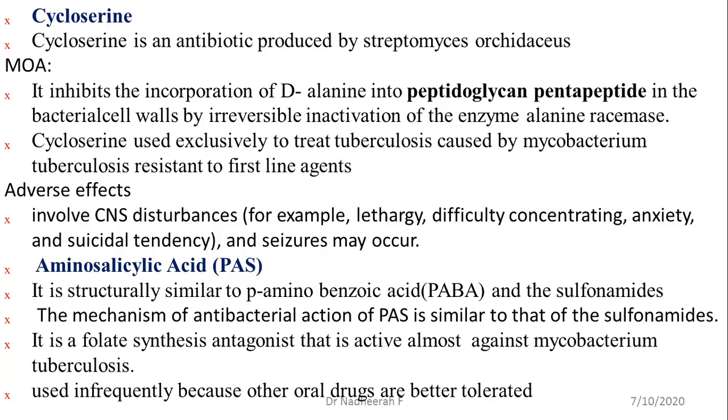The next drug, aminosalicylic acid, is structurally similar to para-aminobenzoic acid and sulfonamides. The mechanism of antibacterial action of aminosalicylic acid is similar to that of sulfonamides. It is a folate synthesis antagonist that is active almost only against Mycobacterium tuberculosis, used infrequently because other oral drugs are better tolerated.